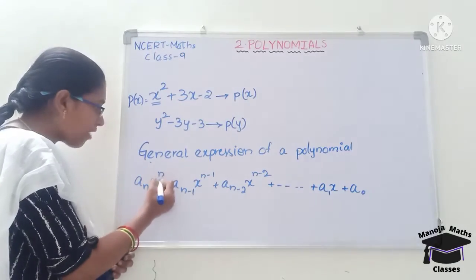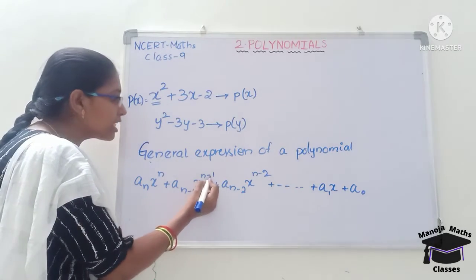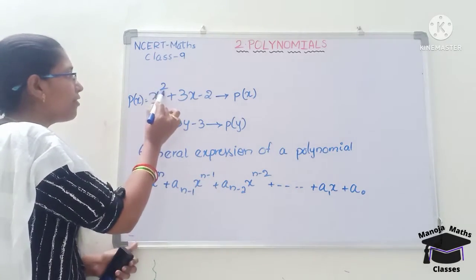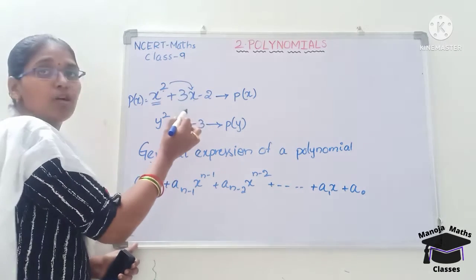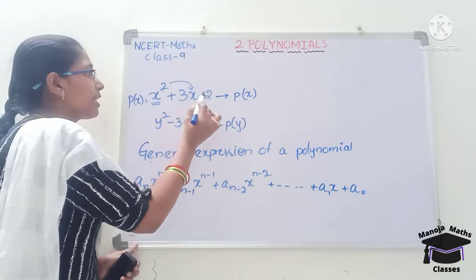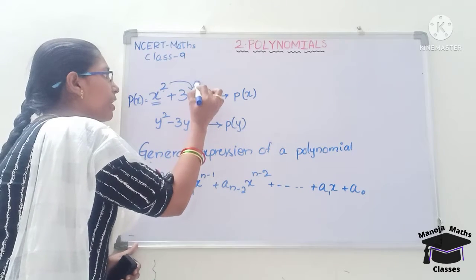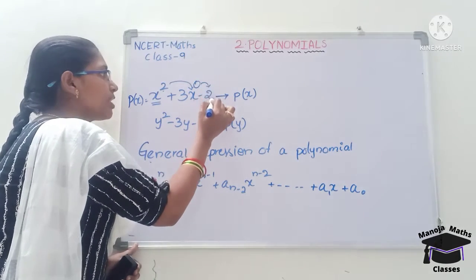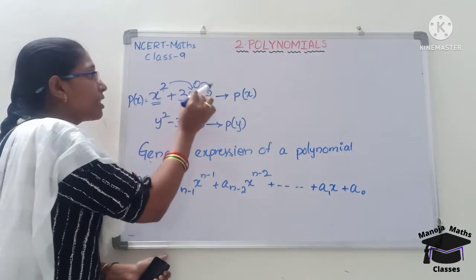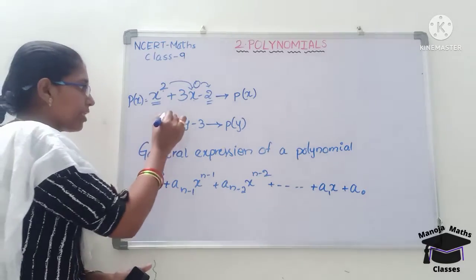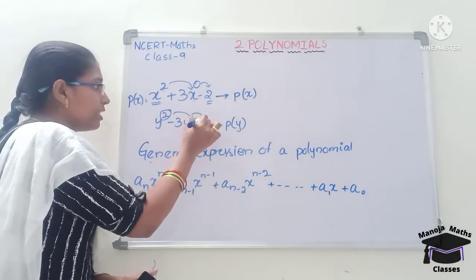That is, here you have x power n, then it gets reduced to x power n minus 1. If you see here you have x square, then it became x; 2 minus 1 is what, children? 1. So it became x. Then here you have 1. Then 1 minus 1 is what? 0. You got a constant. So the degree, that is the exponent, will get reduced by 1 each time. Here you have 2, then 1, then 0.